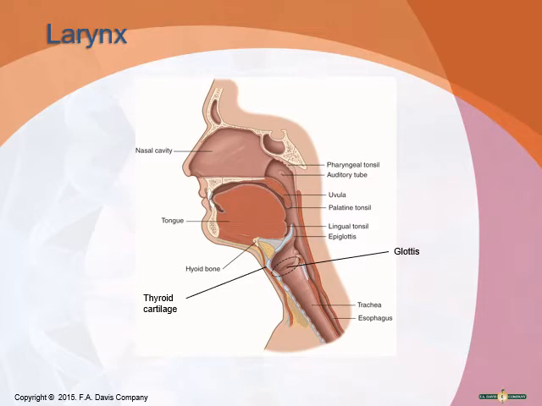The epiglottis is what allows this division between breathing and swallowing. The epiglottis is basically a piece of cartilage that covers the top of the trachea when you swallow your food. So this directs the food down to your esophagus rather than into your respiratory system. Also in your larynx, you have this really big piece of cartilage called the thyroid cartilage, and that's what is known as your Adam's apple.